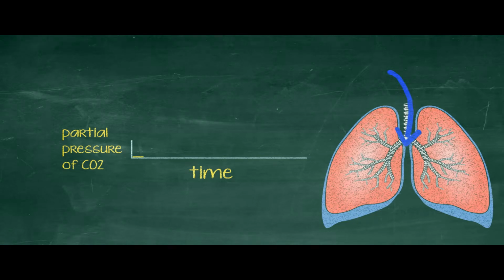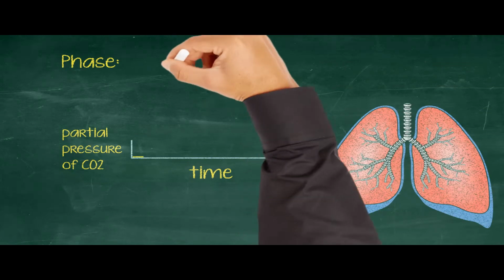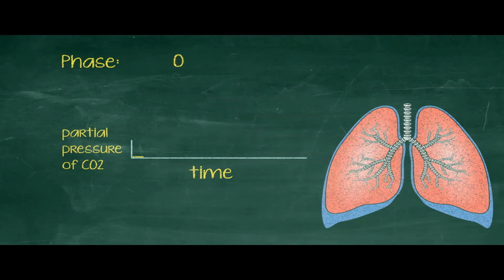When the patient exhales, the sample now includes a much higher concentration of CO2, and the graph is deflected in the upward or positive direction. But let's back up a moment. The capnographic waveform is often broken into 4 phases numbered 0, 1, 2, and 3.